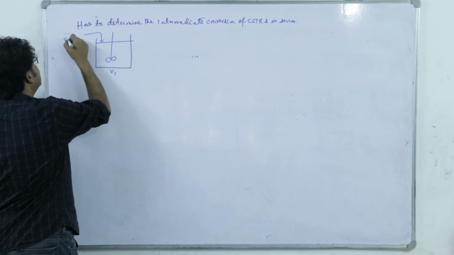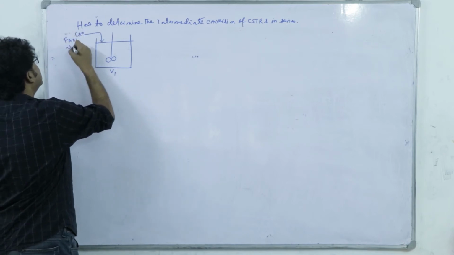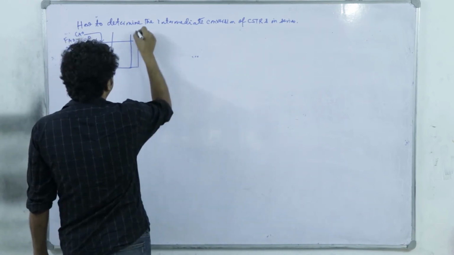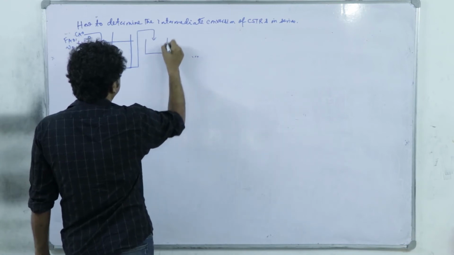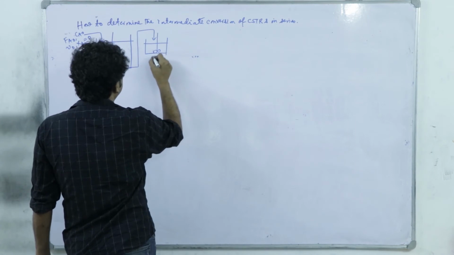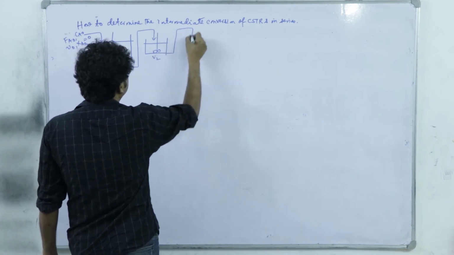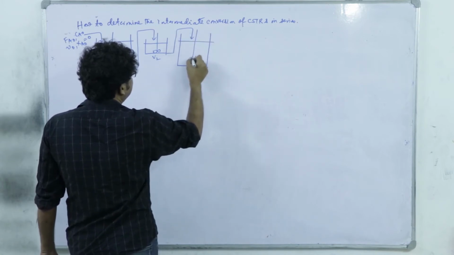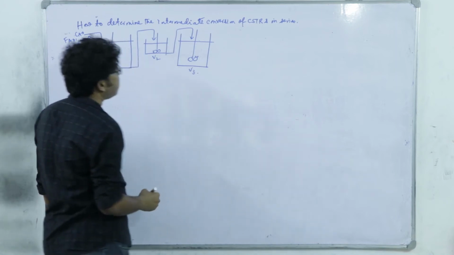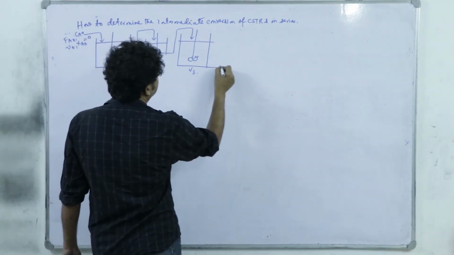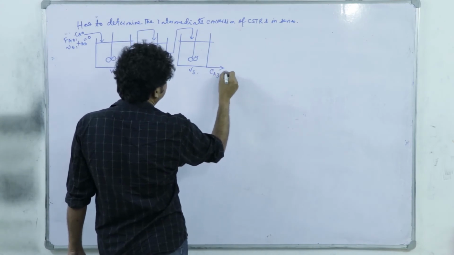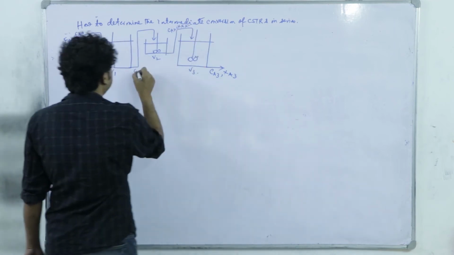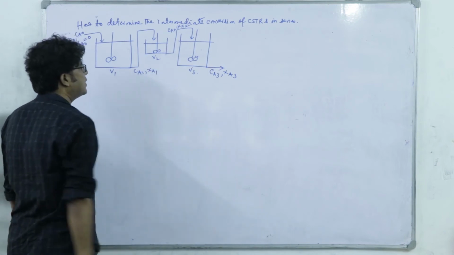So here it is Fa naught, Ca naught, V naught, Xa naught equal to 0. Now it goes to a second smaller one of volume V2 and finally going to this another larger one of volume V3. Right. So here it is Ca3, Xa3, this is Ca2, Xa2, and that is Ca1, Xa1.